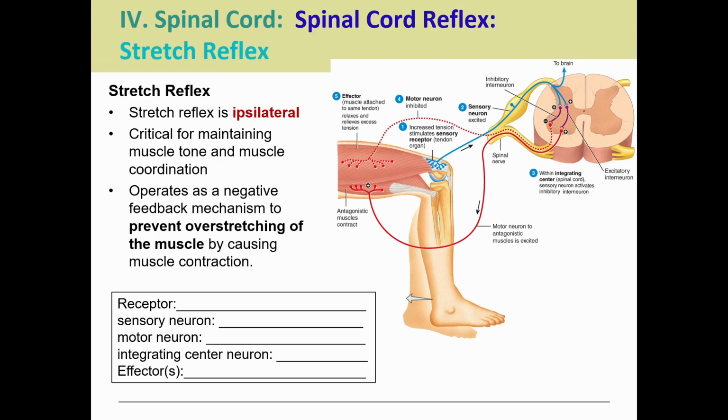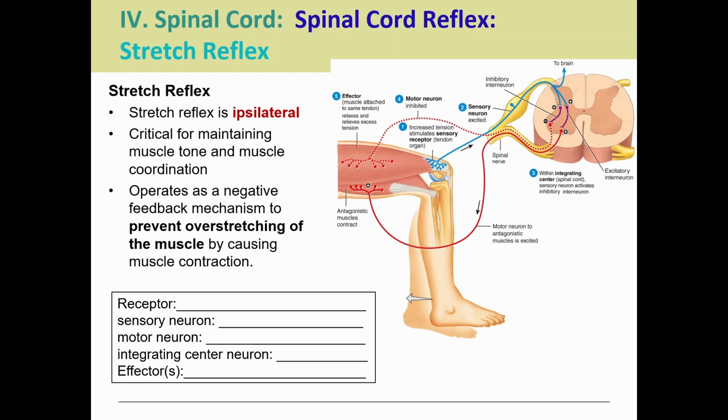The stretch reflex. Basically, the muscles get stretched a bit more. This is ipsilateral, meaning controlled on the same side, versus contralateral, which is the opposite side. This is super important for maintaining muscle tone and coordination. We have a negative feedback mechanism in place to make sure that the muscle doesn't overstretch, so we cause muscle contraction to prevent the muscle from overstretching.